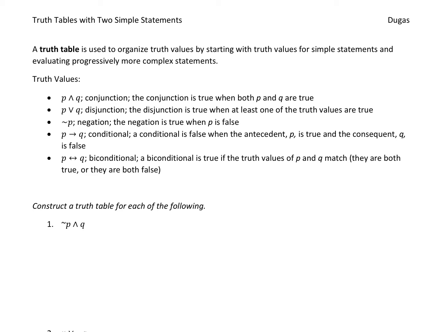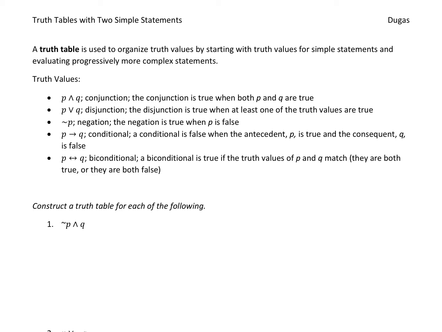The first one is P and Q. The conjunction is true when both P and Q are true. They both have to be true. Both simple statements have to be true in order for the conjunction to be true.